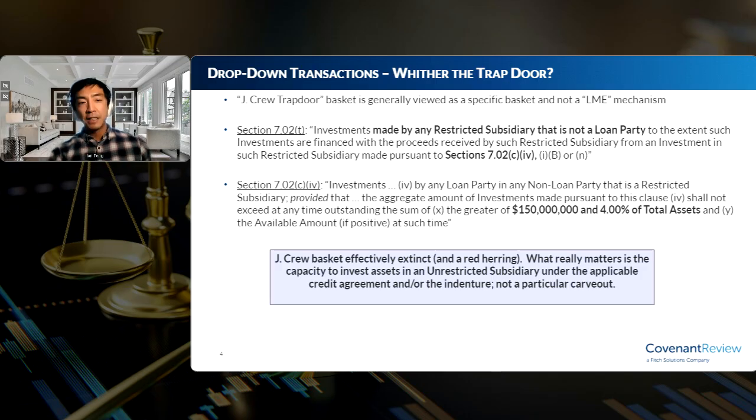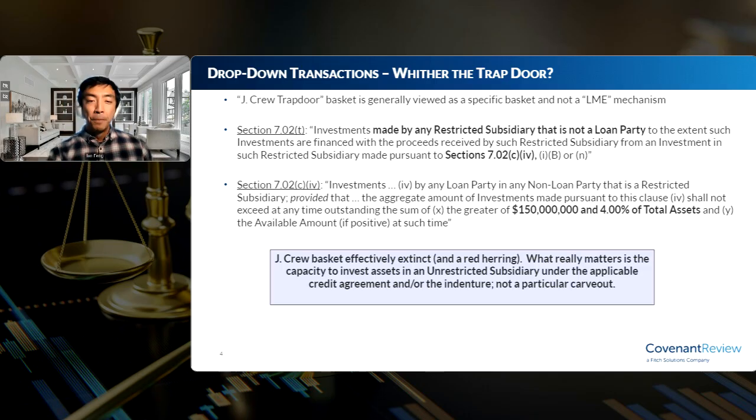And the mechanic is something called the J.Crew Trapdoor. And the trapdoor is really two different carve-outs in the investments covenant of J.Crew's credit agreement. And I've put them in this slide here. The first one is in 702T, and it says investments made by any restricted subsidiary that is not a loan party, to the extent such investments are financed with the proceeds received by such restricted subsidiary from an investment in such restricted subsidiary made pursuant to blah, blah, blah.